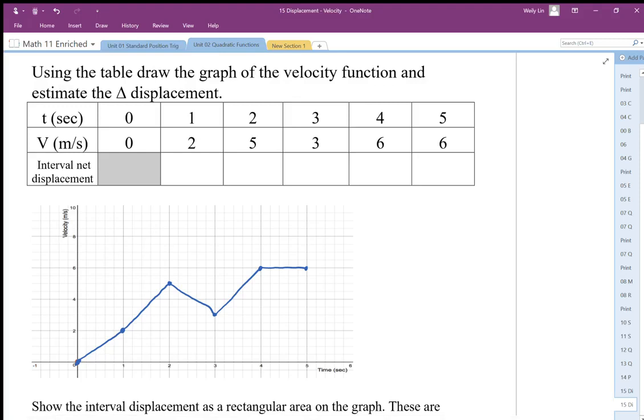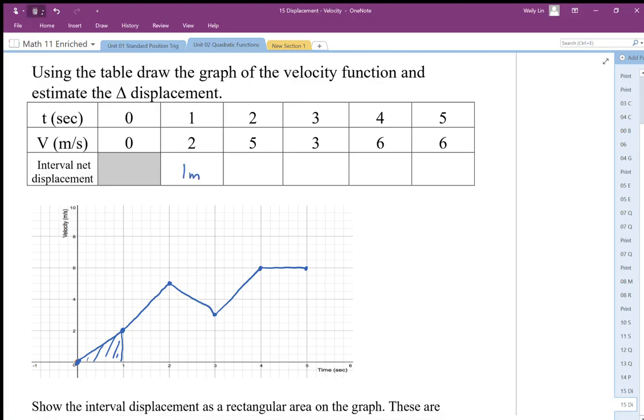Okay, so this is not calculating the exact displacement because there's no way to know what the exact displacement is based on just these discrete velocities. However, if we make the assumption that it is in a straight line, we'll just use the average velocity and find the net displacement in that interval. Okay, so if I want to find the displacement of that first interval, the average velocity is 1 meter per second for 1 second, so I've got 1 meter of displacement.